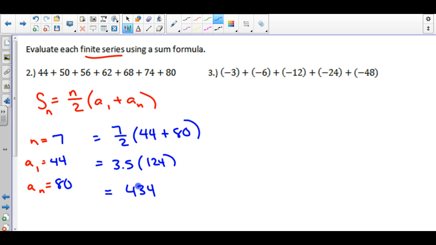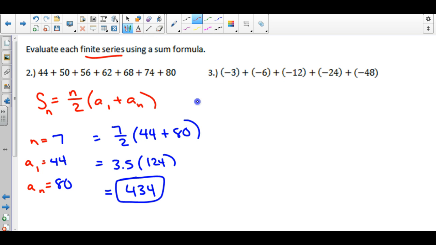So if you really wanted to go back and check your answer, the directions told us to evaluate this using a sum formula, but if you really wanted to go back and check, it wouldn't take that long. Just add up all these 7 numbers, and you would end up with 434.